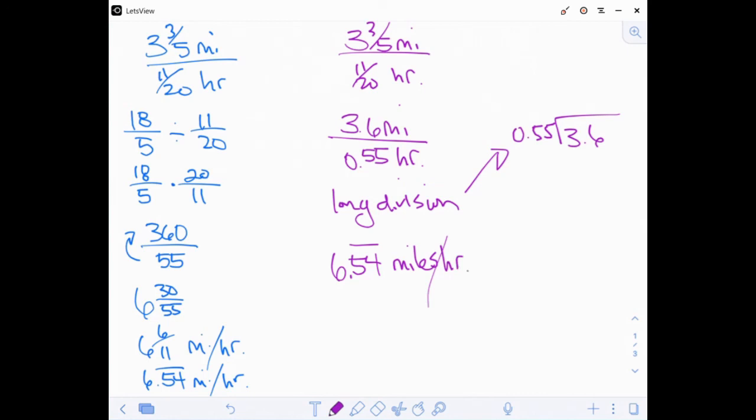You can do the fraction division, or you can turn them into decimals and divide that way.